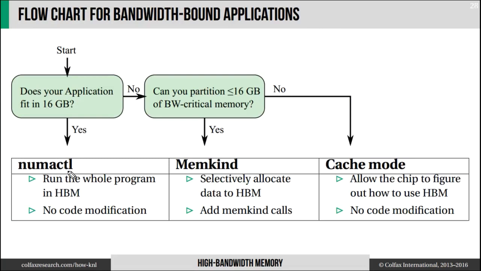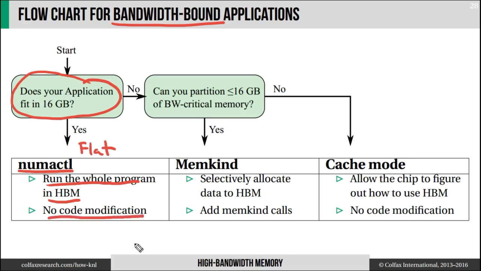We have this flowchart to help you decide whether you use flat or cache memory mode and how exactly you operate. And this is only applicable to bandwidth bound or bandwidth sensitive applications. If your application requires less than 16 gigabytes of memory, then you have a very interesting approach to run the entire program in high bandwidth memory. And for that, you will use the flat memory mode and a tool called numactl, which I will illustrate in a few minutes. No code modification is required in this approach, but you have to be able to fit your application under 16 gigabytes.